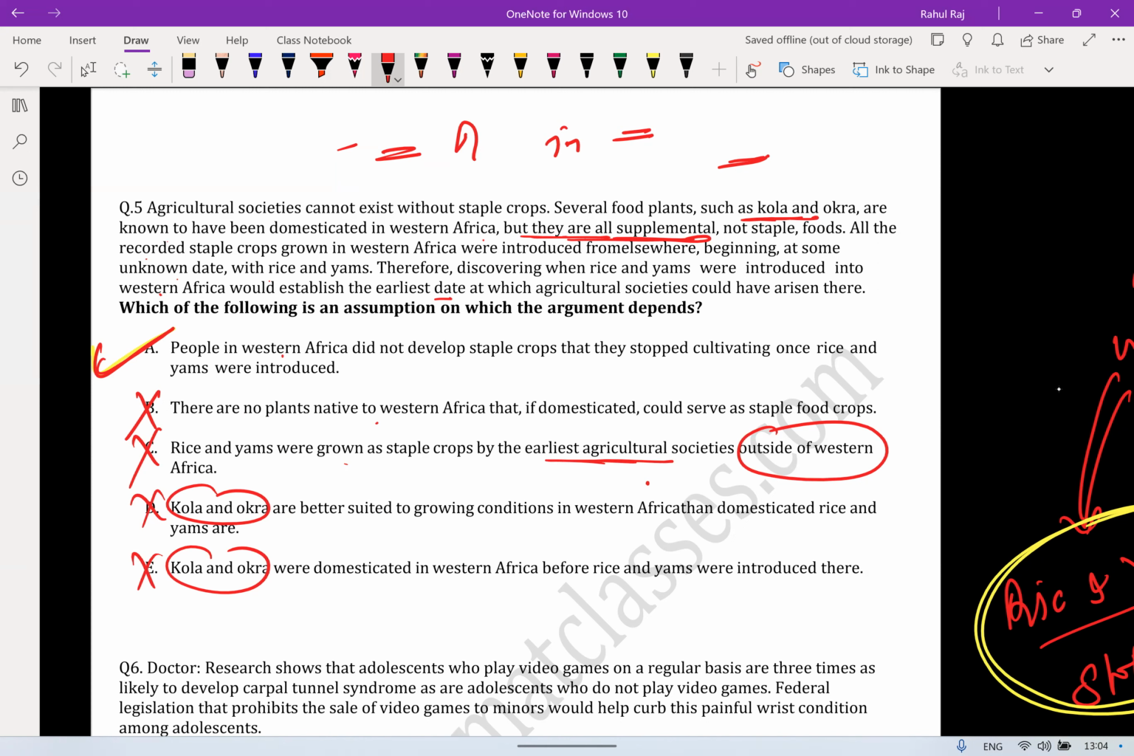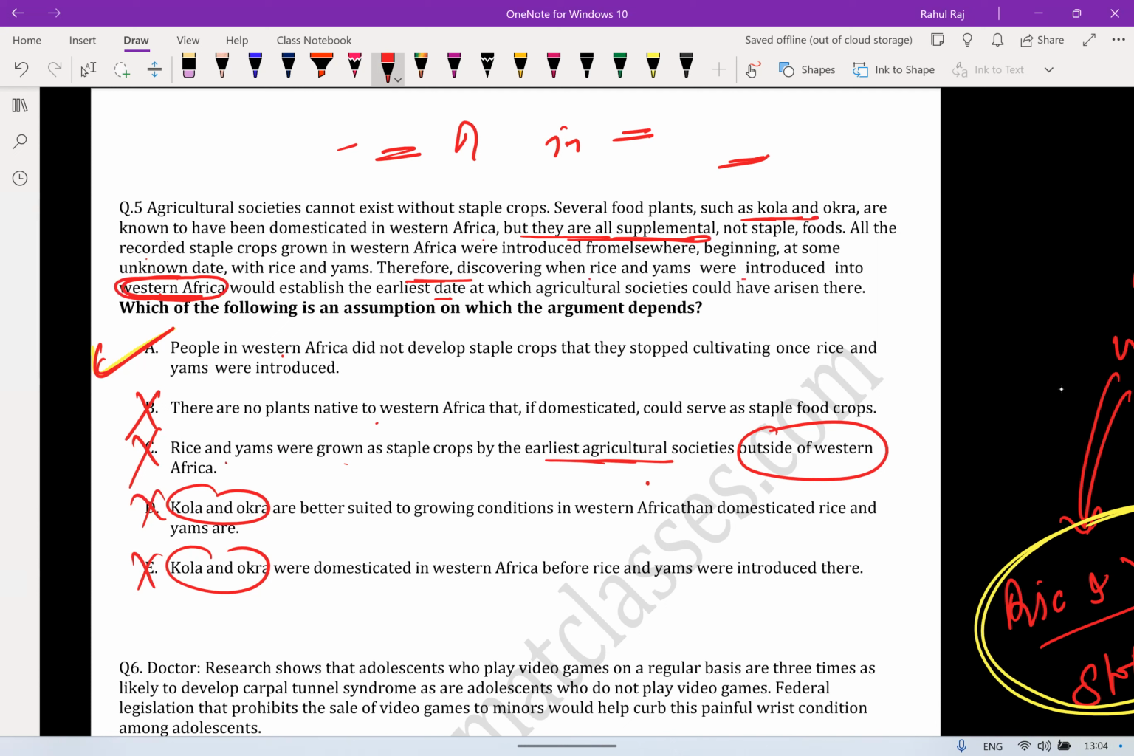Yeah. Rahul, the option C that you have removed. So outside of Western Africa, but this information is given, were introduced from somewhere else. That's it. But the point is it was introduced from somewhere else. Where? In West Africa, right? So therefore, discovering when rice and yams were introduced into Western Africa would establish.